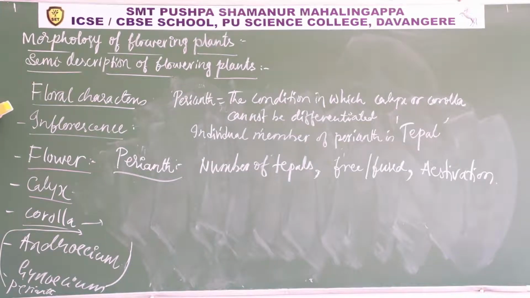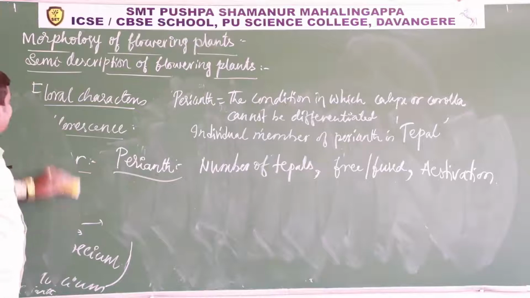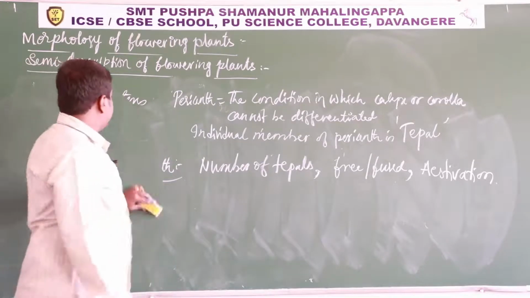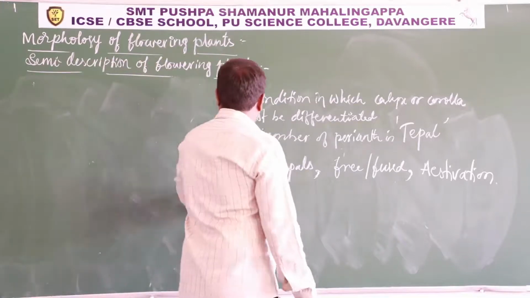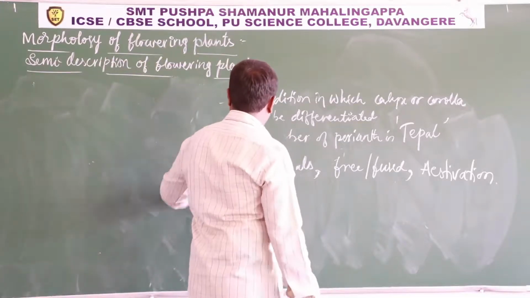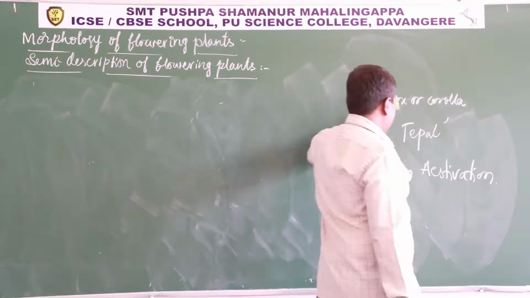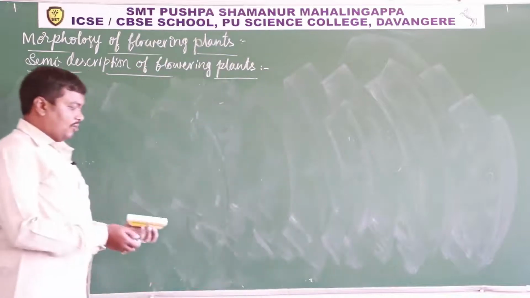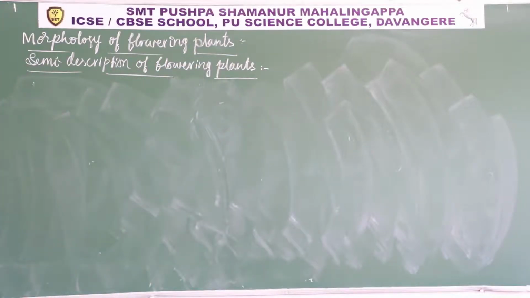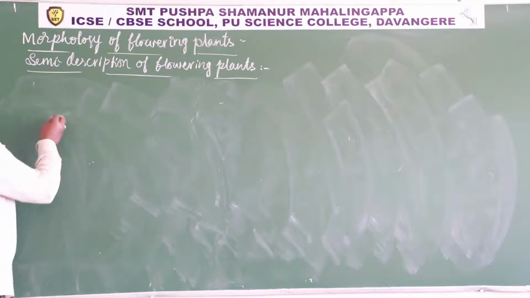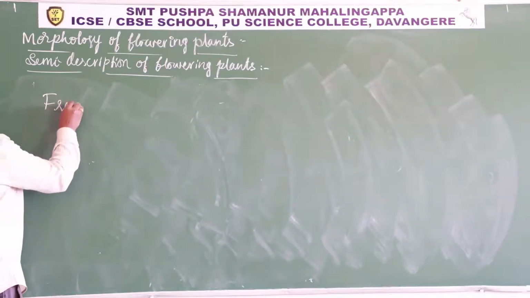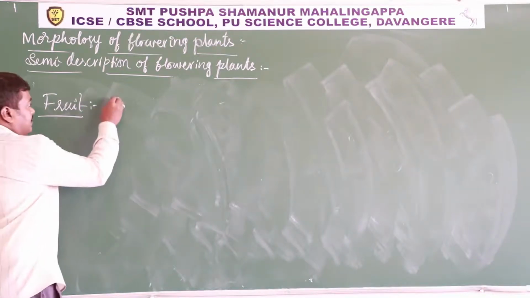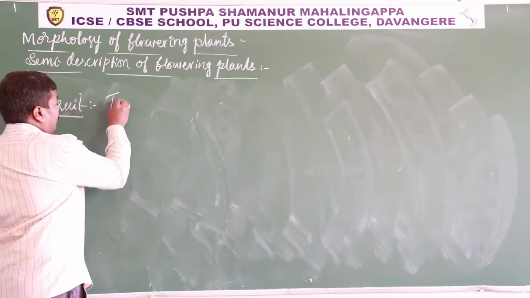After this floral character, you are going to write about the fruit and seed. Fruit and seed have to be mentioned last. In the previous classes we already discussed the characters of fruit and seed. Fruit is a modified ovary, and seed is a matured ovule. The first thing you need to write under the fruit is whether it is a true fruit or a false fruit.